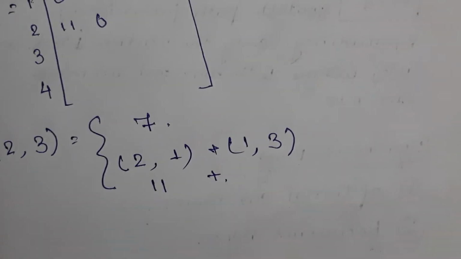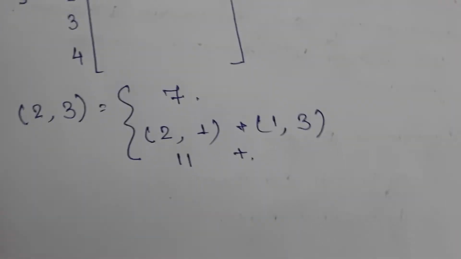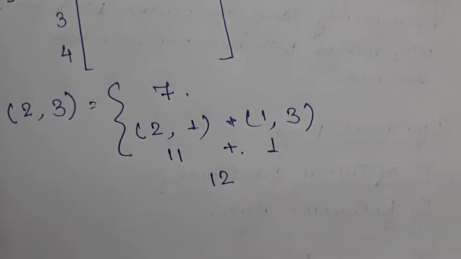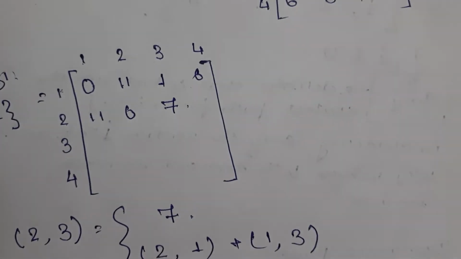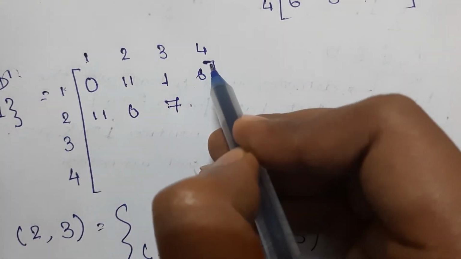And 1 to 3, what is the weight? 1, right? So I am writing here 1. So what is the total weight? 12. Which one is the minimum weight among the two? It's 7, right? So the answer is 7. So we are taking 7, right? Similarly, 2 to 4. Let us check.